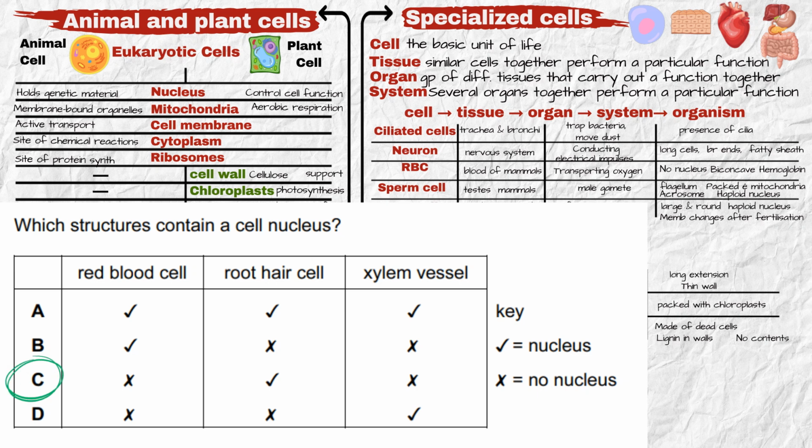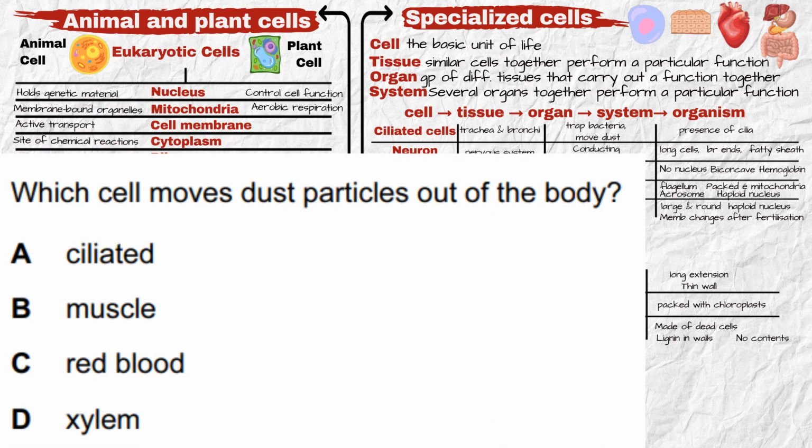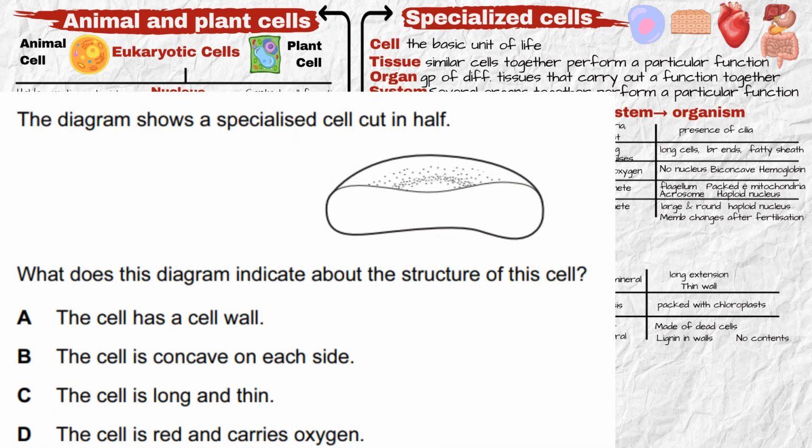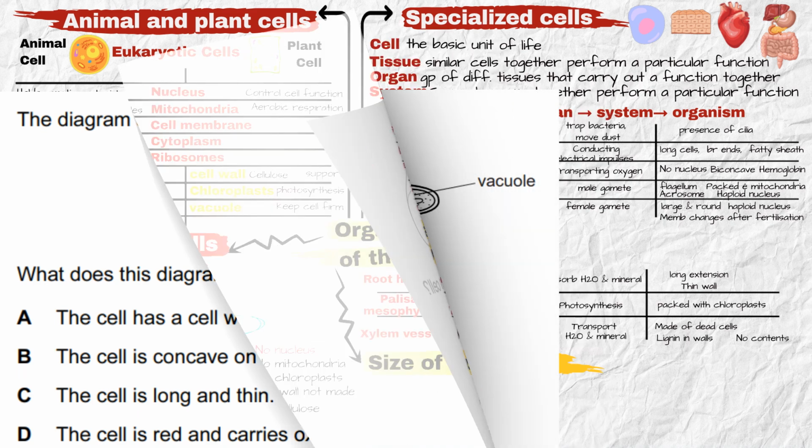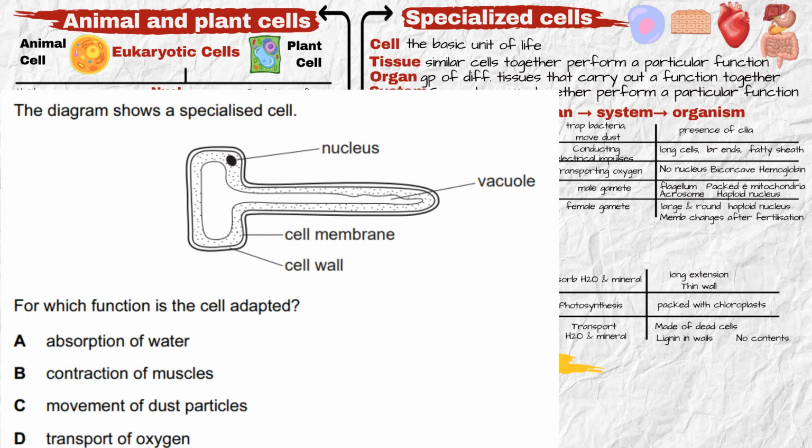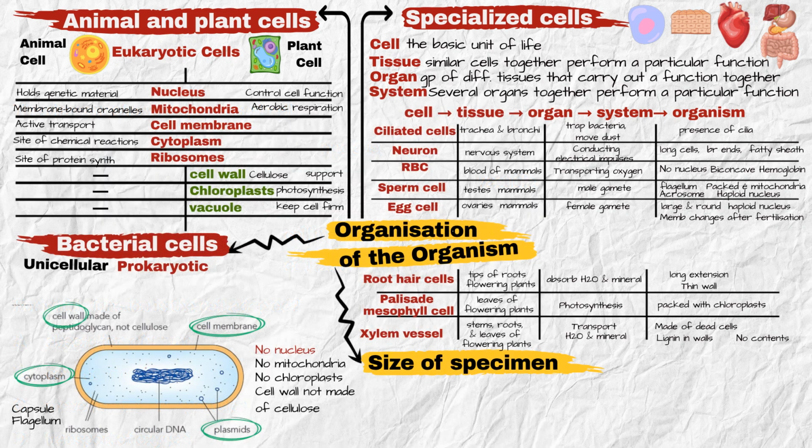Another question. Very simple. Which cell moves dust particles out of the body? It is the ciliated cells, of course. Here he asked about one specialized cell cut in half. The question asks, what does this diagram indicate about the structure of this cell? It is clear that this is a red blood cell and it is concave on each side. Here another diagram shows a specialized cell and asks, for which function is the cell adapted? It is a root hair cell, and it is adapted for absorption. Questions are like that, simple and clear.